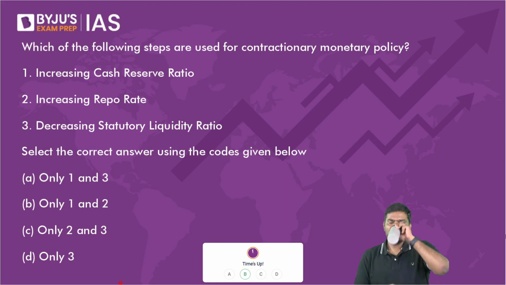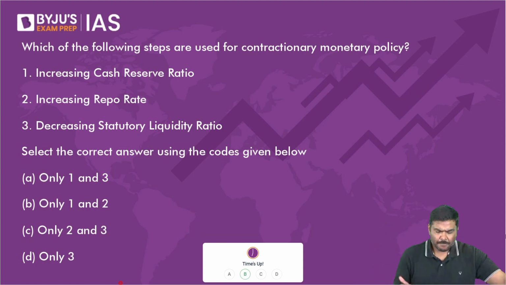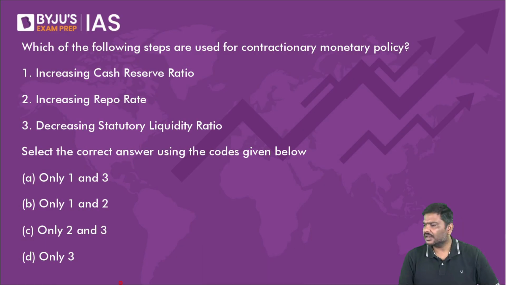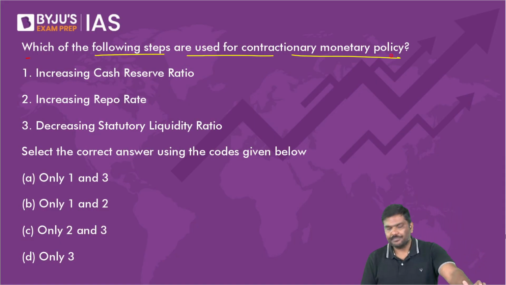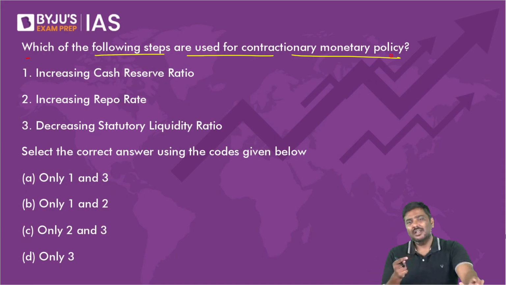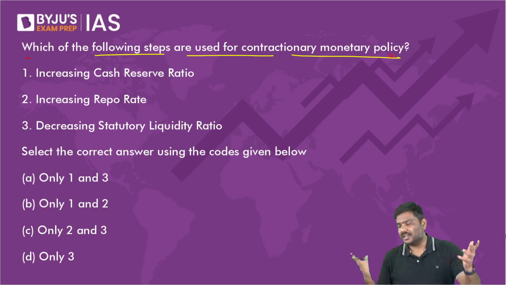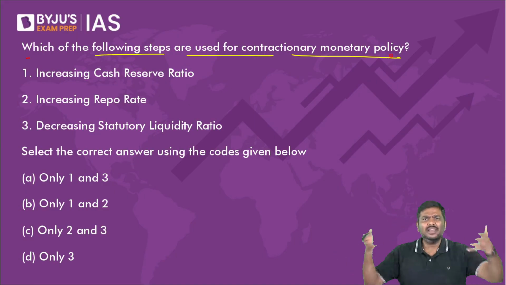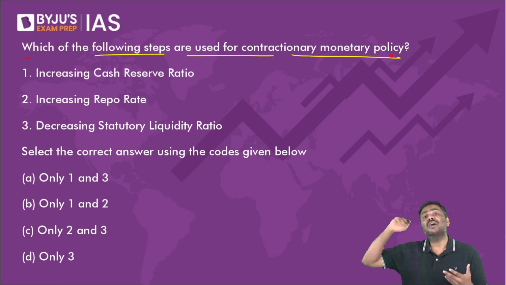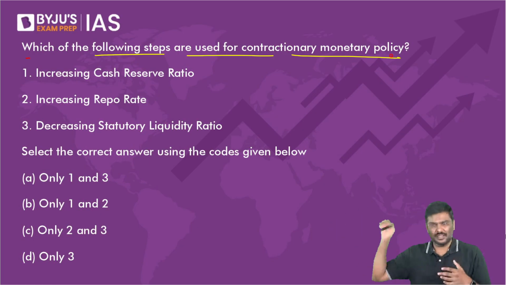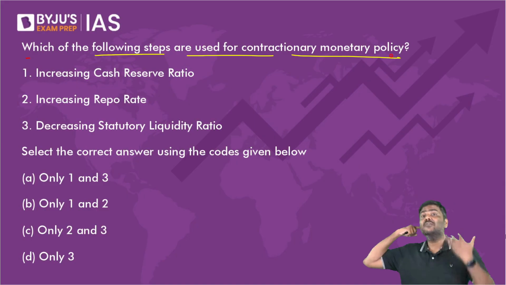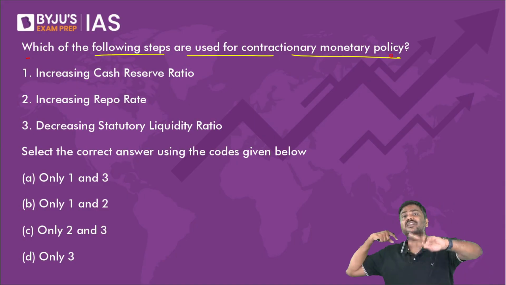65% have answered correctly. Why? It should have been higher, my dear. Which of the following steps are used for contractionary monetary policy? Contractionary. Do you remember? Contractionary, expansionary. Contractionary means money supply should reduce. Expansionary means money supply should increase. Now, if you ask me, sir, where have you discussed these two terms of contractionary and expansionary? Last week you have not discussed it. My dear, it is already over.